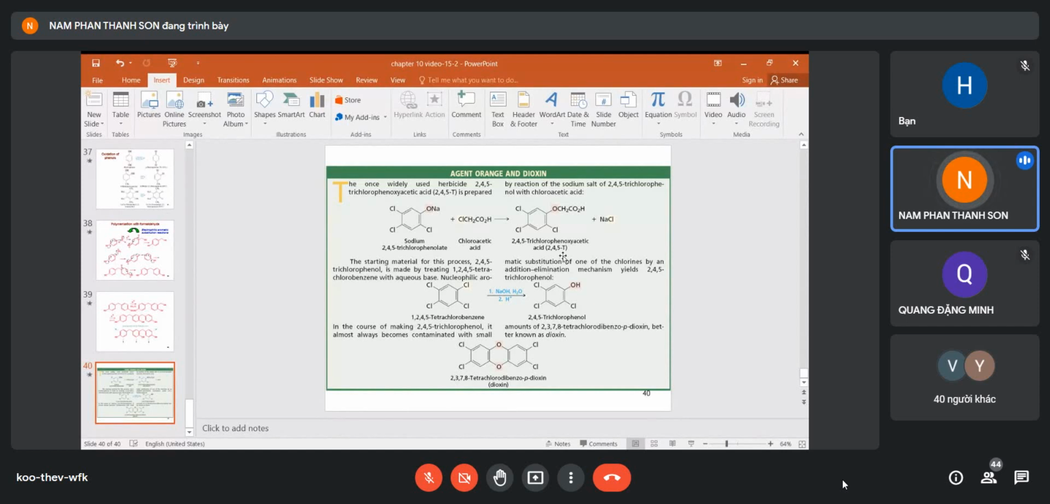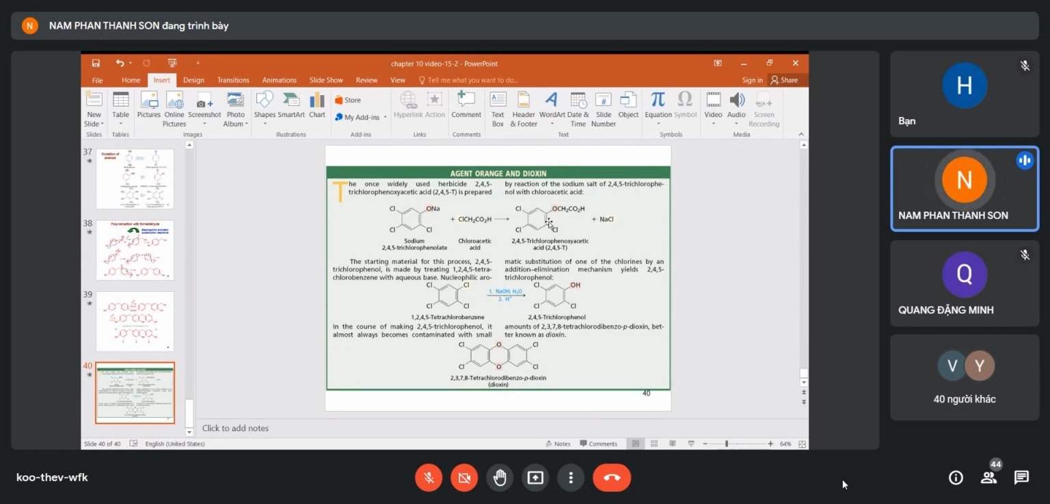So what is dioxin? Agent Orange is not dioxin. Agent Orange is the mixture of 2,4-D and 2,4,5-T. I mean this one. 2,4,5-T is the abbreviation of 2,4,5-trichlorophenoxyacetic acid. This one is the main component of Agent Orange. Of course, it is toxic, but it is not dioxin.